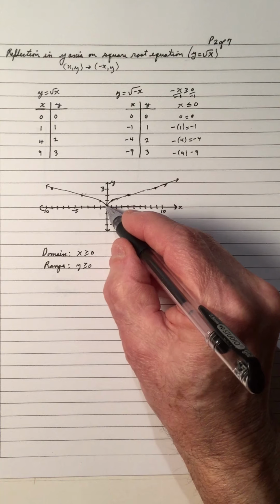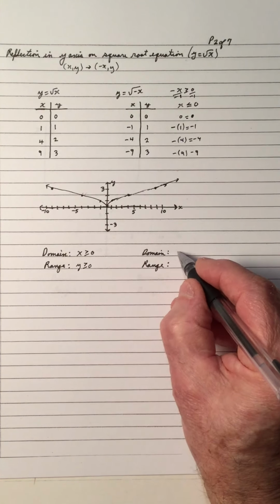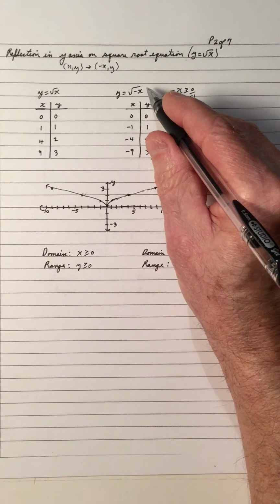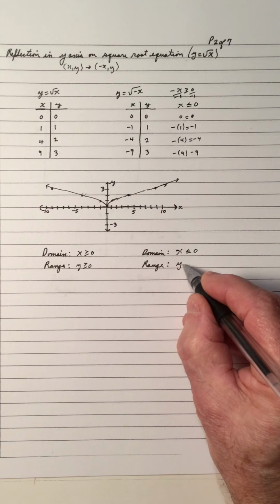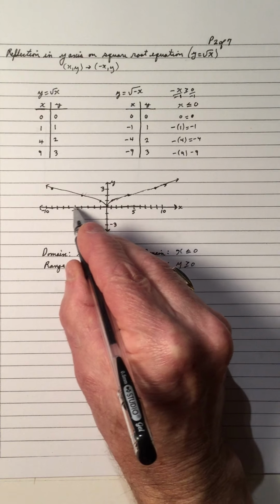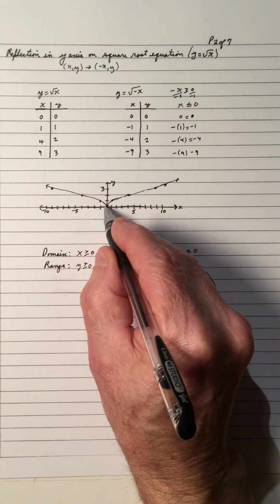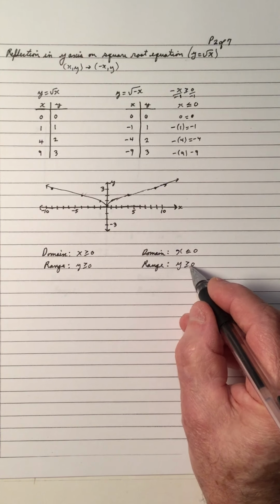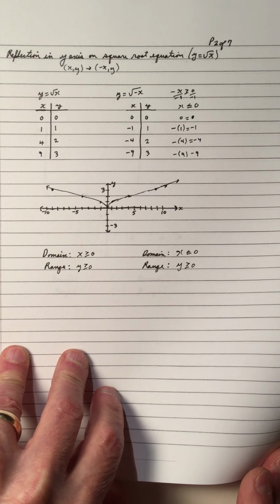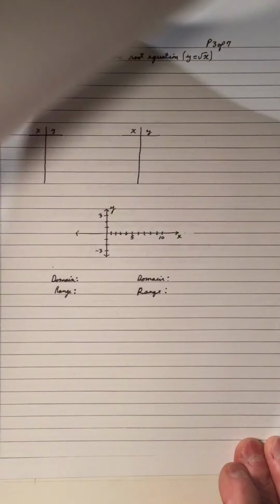That means if we look at what the x's are, we worked it out. The x's are x is less than or equal to 0, but the y's never change, so the y values are still greater than or equal to 0. The x's are starting at 0 and going to the left, so x is less than or equal to 0, but the y's are going up, so the y's are greater than or equal to 0. That's what happens when you reflect y equals root x in the y-axis.